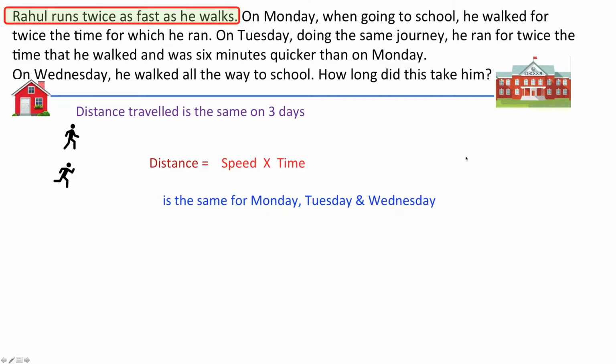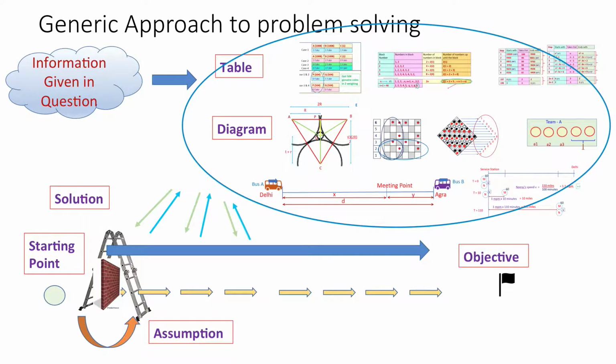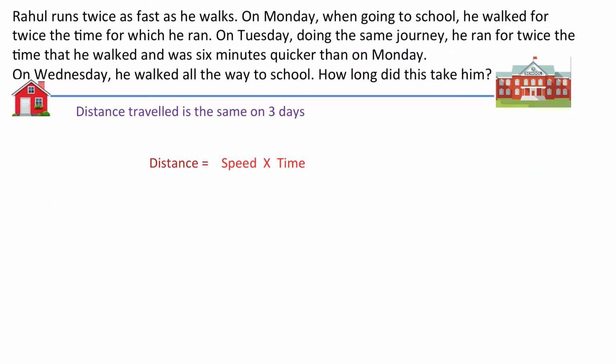Which means in your solution journey from starting point to objective, you get stuck at the very first step. You don't even have a starting point from which you can build. We are hitting a brick wall in the very beginning, which is to identify the starting point. Now, as the generic approach says, when you hit a brick wall, you overcome it by making an assumption. So we'll make an assumption. Let's see how assumption helps you in progressing.